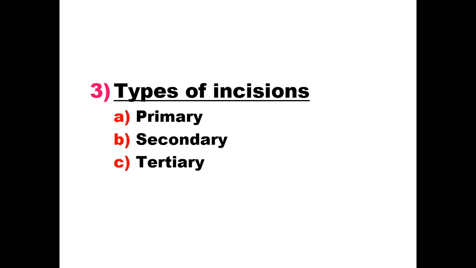When the incision is given on the muscles, we call it the secondary incision. When the incision is given on the joints and tendons, we call it the tertiary incision. So, stepwise: the primary incision is always given on the skin. Secondary incisions are given for cutting the muscles and soft tissue. Tertiary incisions are given on joints and tendons.